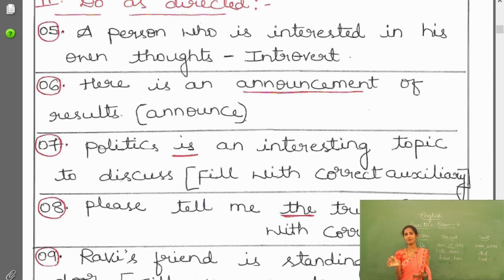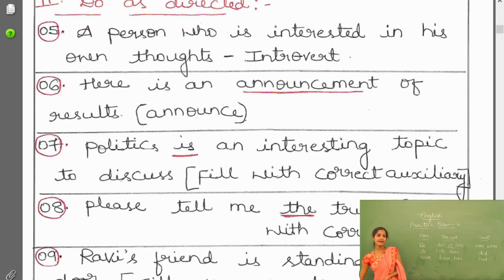Why have I placed is there? Politics is an interesting topic. You can't use was an interesting topic because it is the general truth that politics is an interesting fact. It remains interesting ever to discuss. So you have to use there the present form of the verb. In the present form, I have to use the be form only, and in the present form you have to use is because politics is singular. Is that clear?